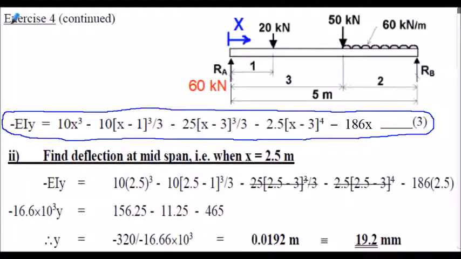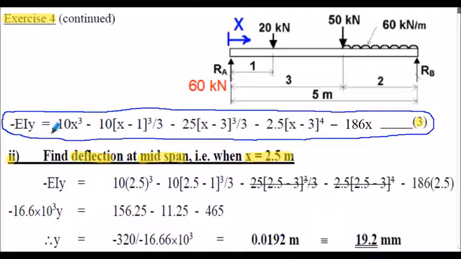Exercise 4 continued. Just repeated equation 3 from the previous slide, adding in constant C1 that we've calculated now. So part 2 of our question, we can now find the deflection at the midspan, and that's when x is equal to 2.5 meters, in other words half of the 5 meters here. All we do now is put the value of 2.5 into equation 3 wherever we see an x, and then calculate the value of y.